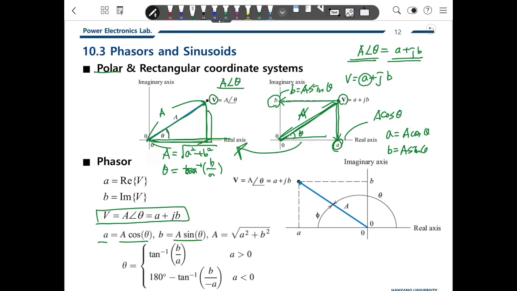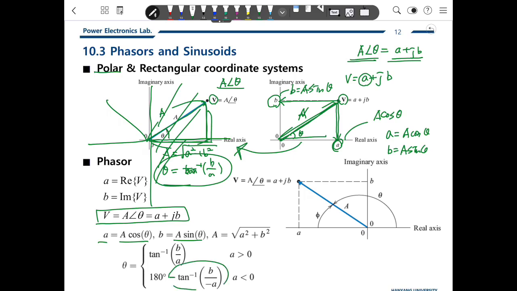But when the angle is positive, in the right-hand domain, this is right. But if the angle is over here, in the second quadrant, then this is wrong. In that case, we take 180 degrees minus that value. So a phasor can be expressed with the polar coordinate system or the rectangular coordinate system.